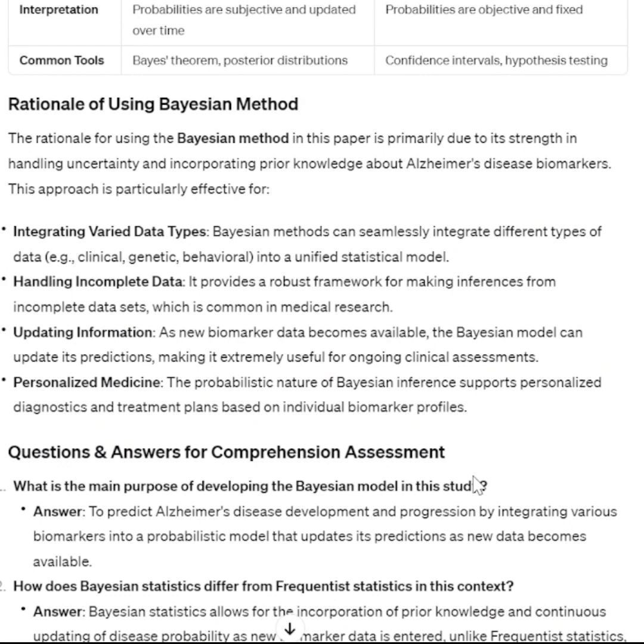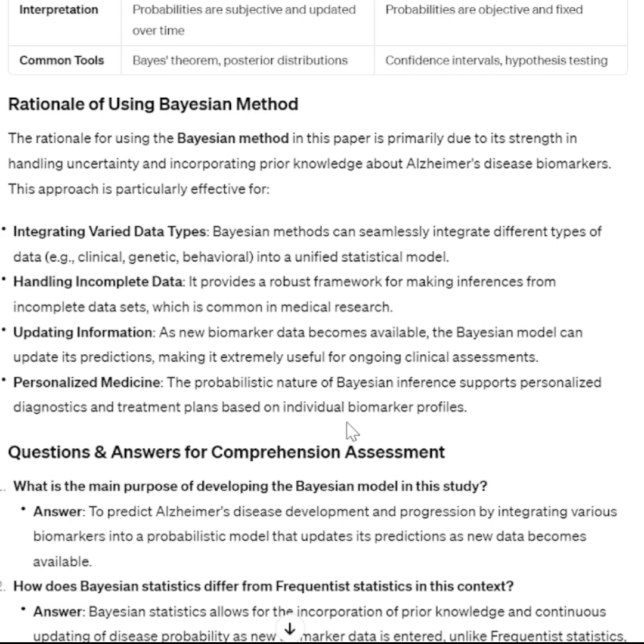Inference: Bayesian updates beliefs with new data using Bayes' theorem; frequentist relies on sampling distributions without updating beliefs. Interpretation: Bayesian probabilities are subjective and updated over time; frequentist probabilities are objective and fixed. Common tools: Bayes' theorem and posterior distributions for Bayesian; confidence intervals and hypothesis testing for frequentist. Rationale of using the Bayesian method.